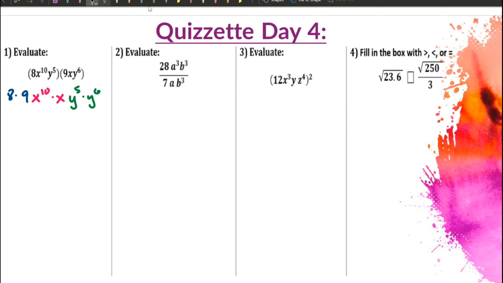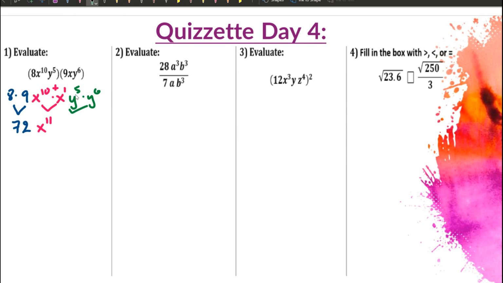After we group them by kind, like the numbers together and the same variables together, now we're going to work it out. 8 times 9 is 72. X to the 10th power times x to the 1st power. So x to the 10th power is x times x times x, 10 times, and then times another x, so the total is x to the 11th power. As we learned, we can use the product rule to add the exponents. 10 plus 1 is 11.